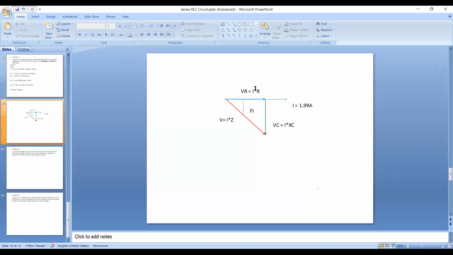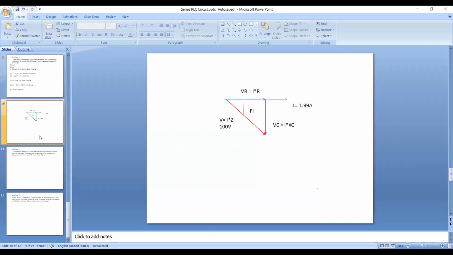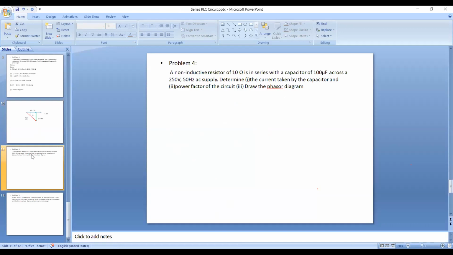So I would request you not to keep VR equal to I into R. You'll have to find the values of VR and VC, and so V. V you must get as 100 volt because that's the supply voltage. So please find out the values of VR and VC. All right.